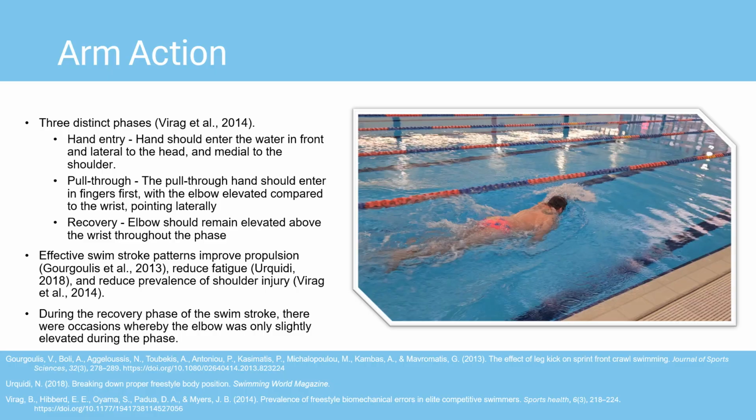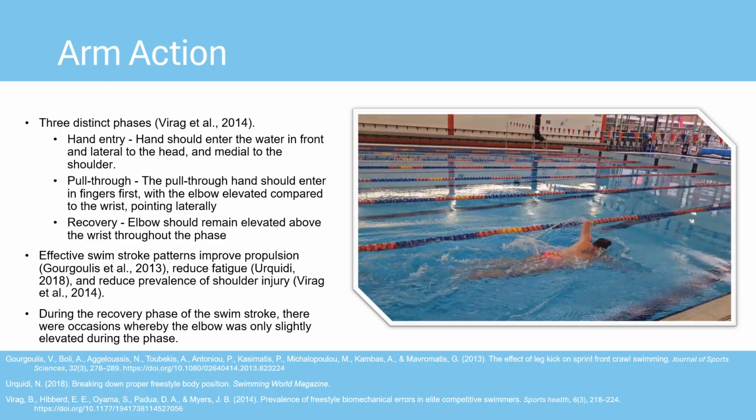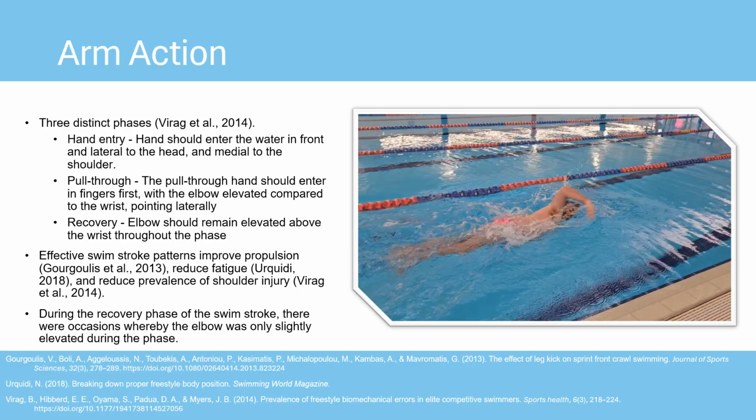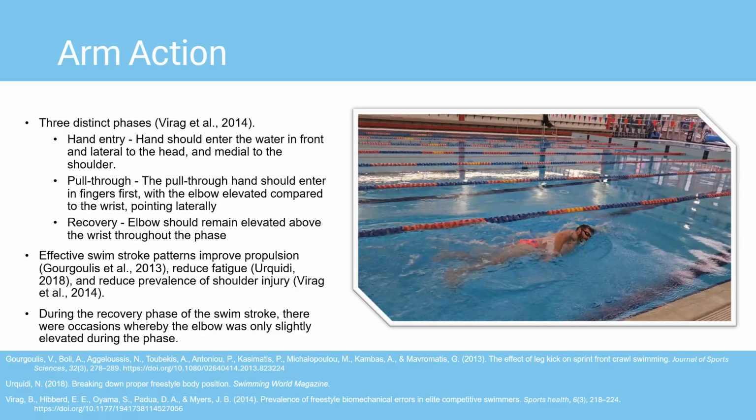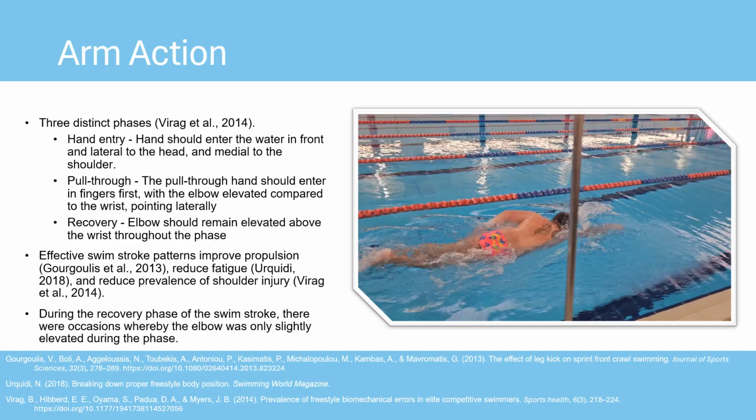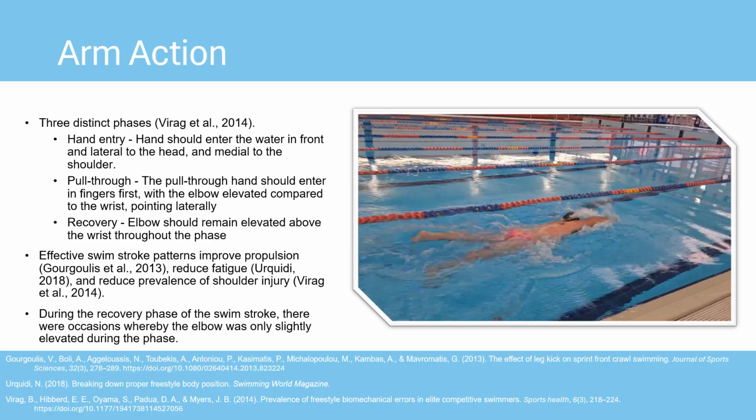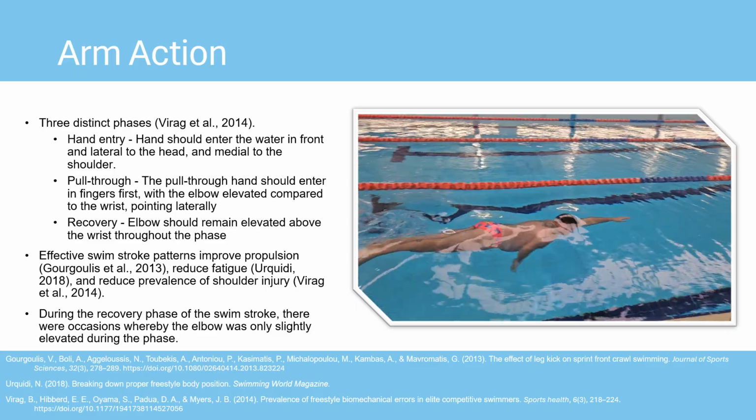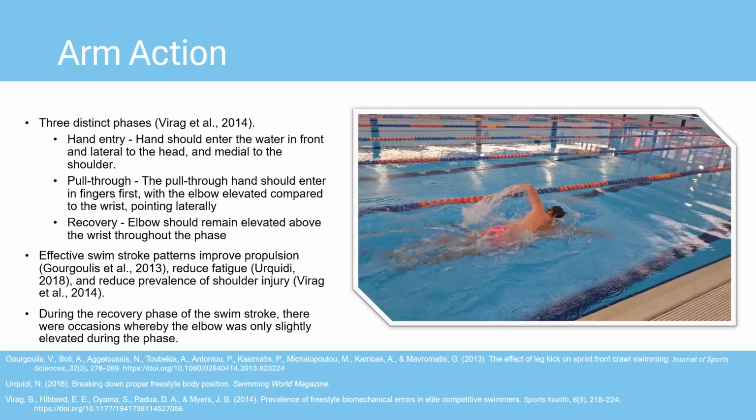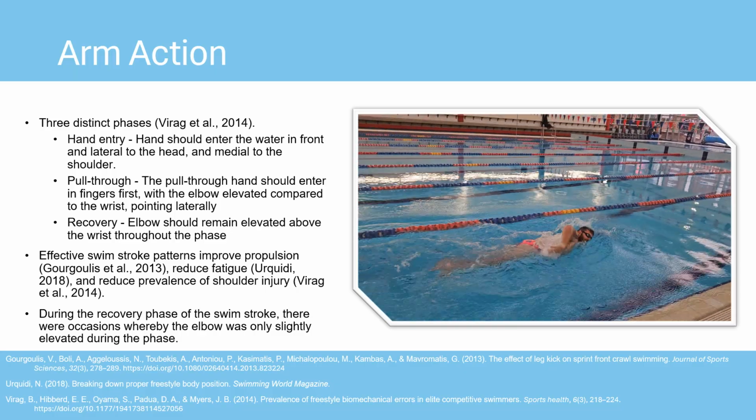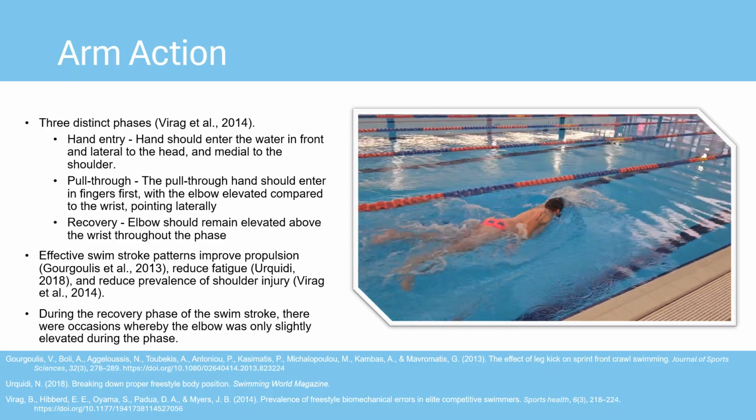Virag and others note that there are 3 distinct phases during the stroke sequence. Firstly is the hand entry, whereby the hand should enter the water in front and laterally of the head and medially of the shoulder. The next phase is the pull-through, and during this phase, the pull-through hand should enter in fingers first with the elbow remaining slightly elevated above the wrist, pointing laterally. Finally, the recovery phase emphasizes that the elbow should remain elevated above the wrist throughout the phase.